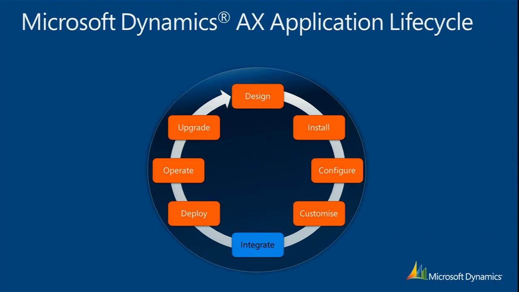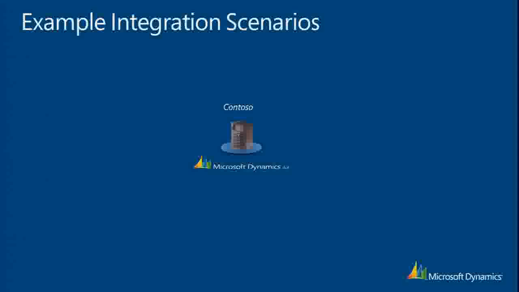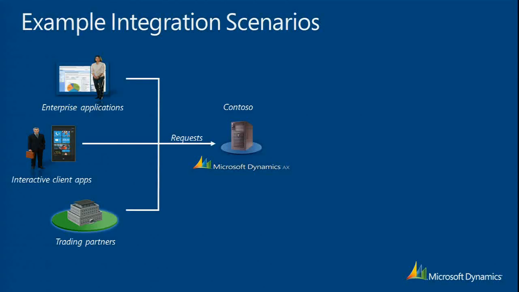So let's look at some of the integration scenarios that we can think of and some of the motivations behind building integrations with Dynamics AX. Let's assume there's Contoso, and Contoso, as a company, has implemented Dynamics AX, and it's up and running. There are various applications and scenarios where requests would be sent into Dynamics AX, and the motivations can be quite different. So you have enterprise applications, like other CRM or ERP products that you want to integrate with. For example, if you have a hub and spoke scenario where you have implemented one ERP system at the hub and other systems at the spokes, you need to build an integration.